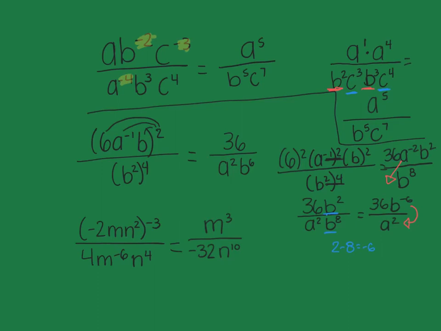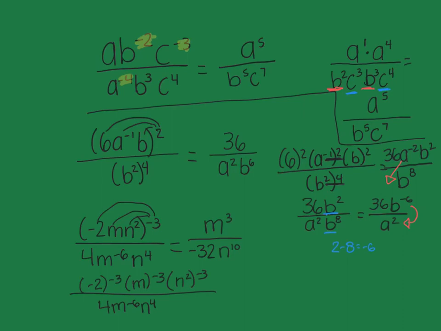Okay, last up, I will show you how I did this last example here. So first off, we are going to apply this exponent of -3 to everything inside the parentheses. And then the bottom will stay the same.